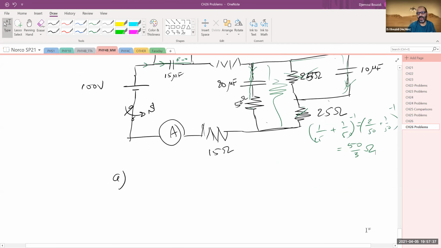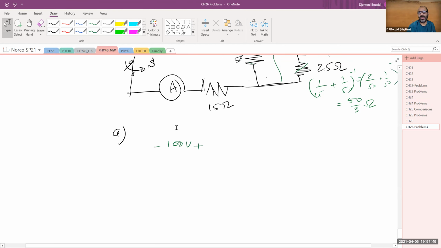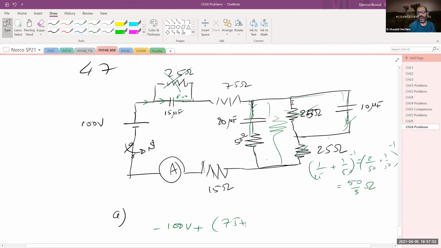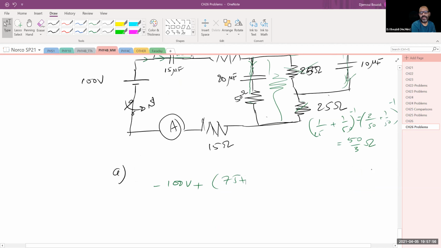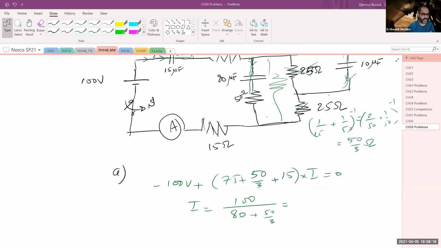So this is how much current in here. If I apply Ohm's law, I will have negative 100 volt plus this resistance of 75 plus this equivalent resistance now between these two, which is 50/3 ohms, plus this 15 ohms, times the current I, is equal to zero. From here, I'm going to find the current to be 100 over this sum. 15 plus 75, that's 90, plus 50/3, and that should give me the current that is going to be read by the ammeter, which is 100 over, open parentheses, 90, plus 50/3 and close the parentheses. So it's 1.03 amps.